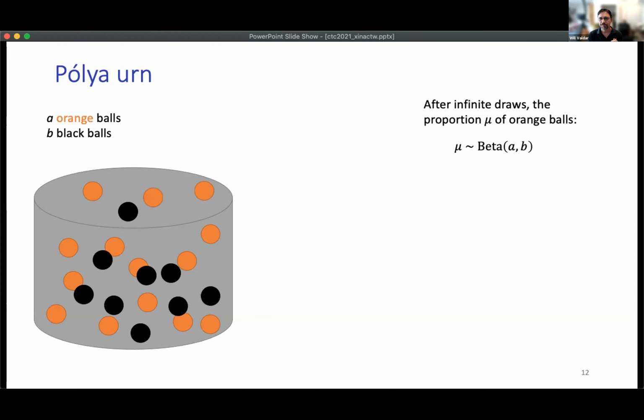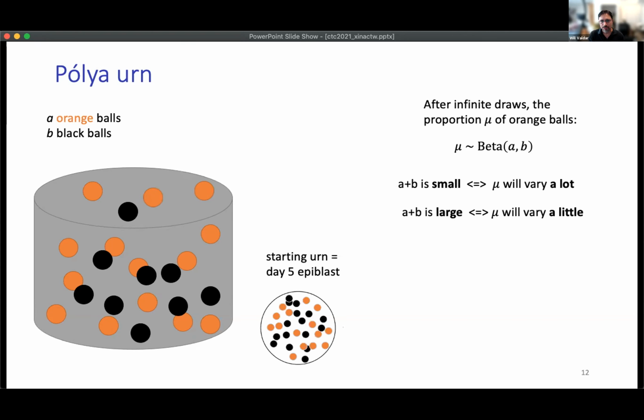with parameters A and B. And so the general intuition here is that if the number of balls you start with was small, then the proportion of orange balls at the end was going to vary a lot from urn to urn. But if the number of balls you start with is large, then the proportion is going to vary only a little. And if you think about it, that will make sense.